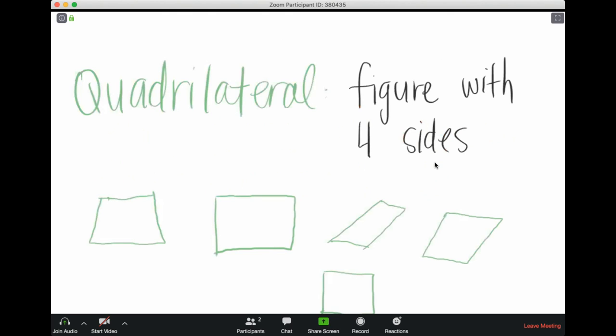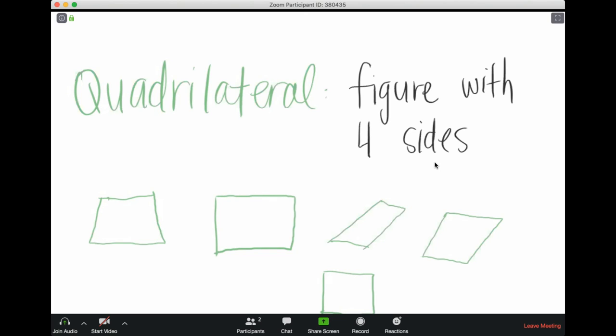So when we talk about quadrilaterals, that is the most basic definition of these shapes. And that just means it's a figure with 4 sides. So all shapes with 4 sides can be called a quadrilateral. So for example, a trapezoid can be called a quadrilateral. A rectangle can be called a quadrilateral. A rhombus, a parallelogram, a square, all of them can also be called quadrilaterals.